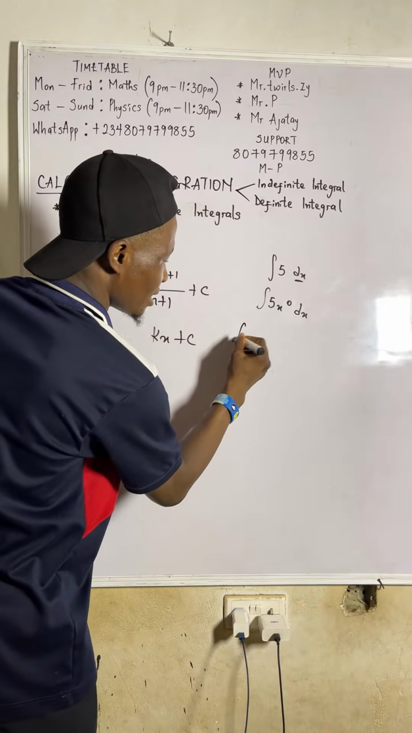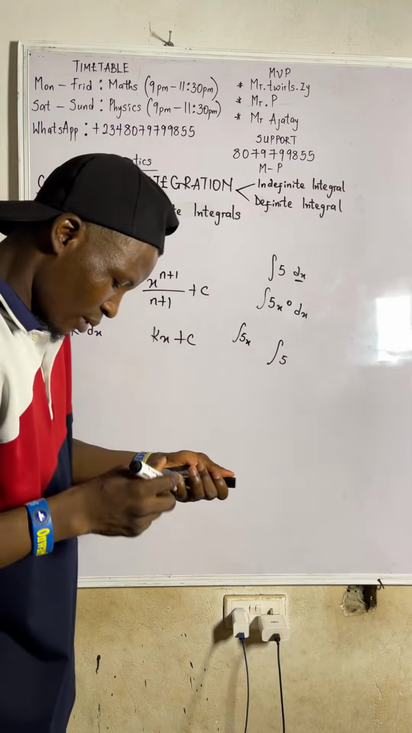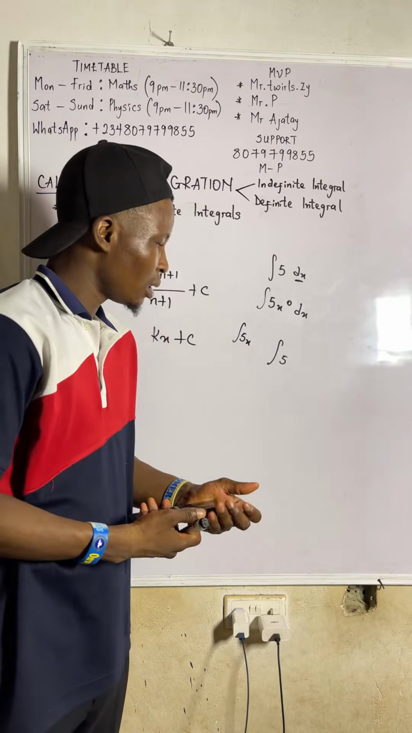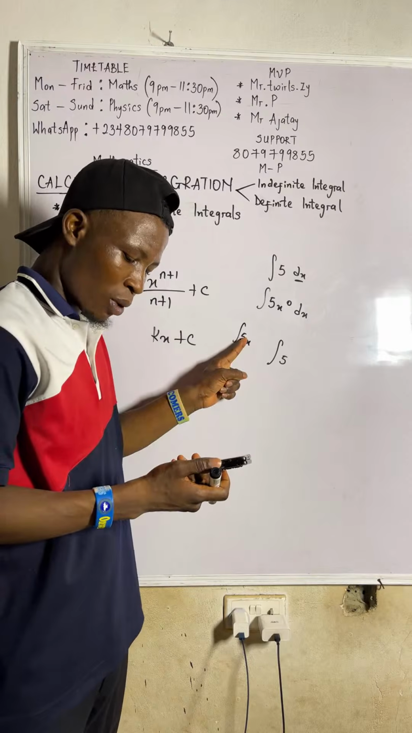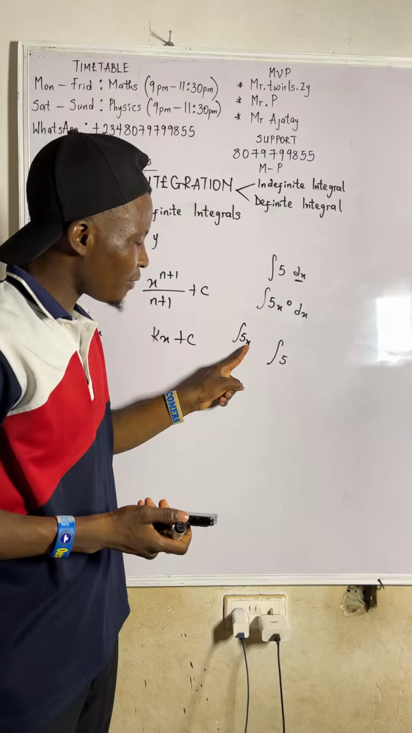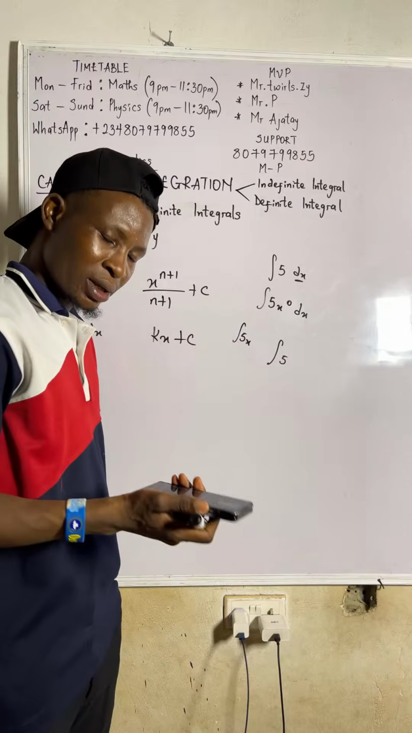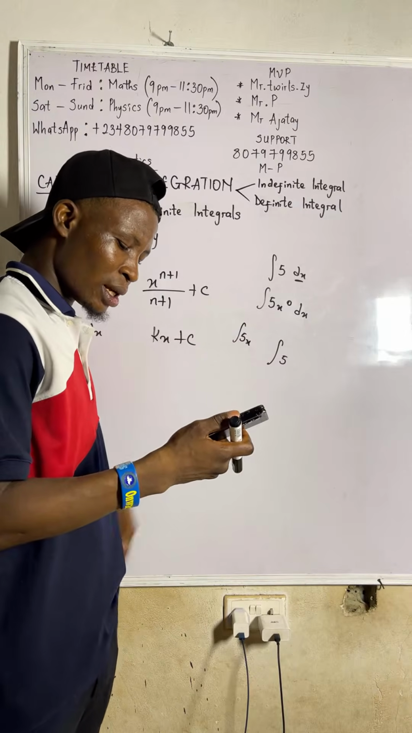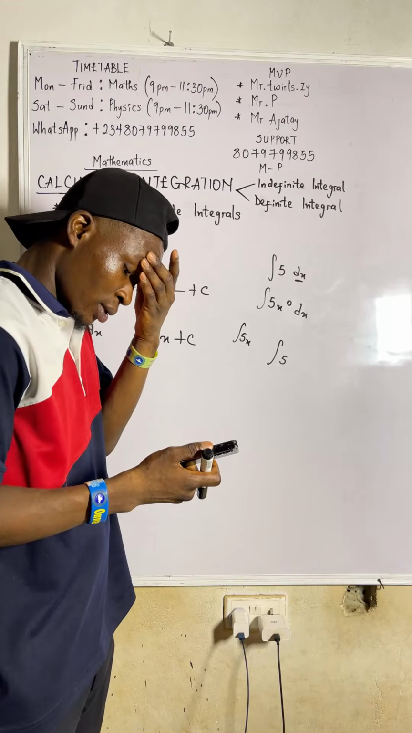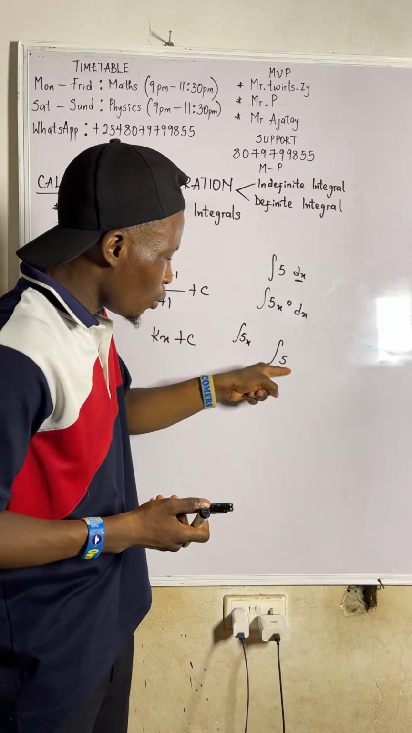If you have 5x, it's different from when you have 5. If you have integral 5x, what is the power of your x here? It is 1, right? Now, if you have ordinary 5, who can tell me the power of my x here?